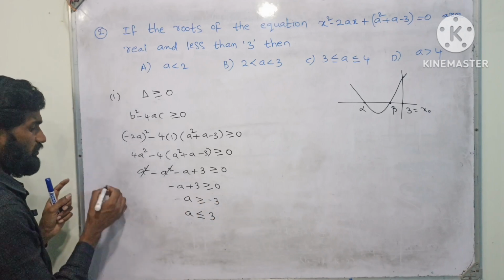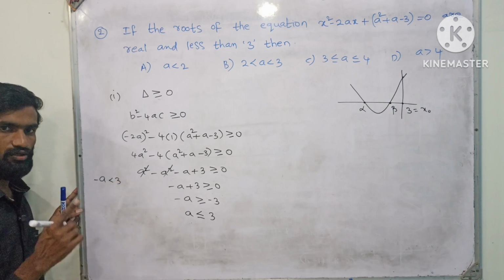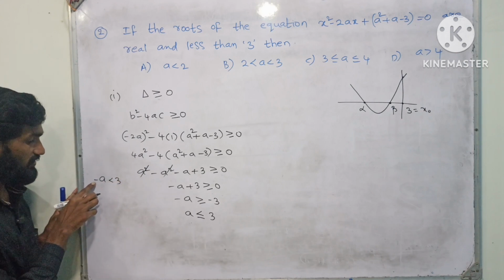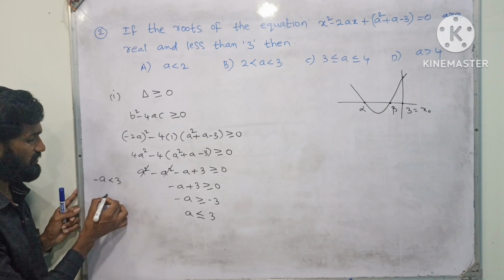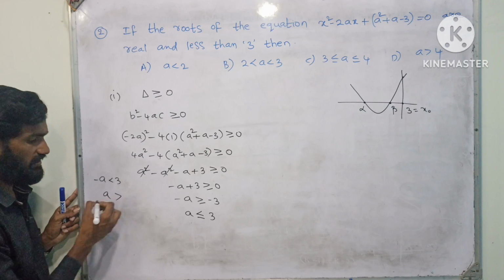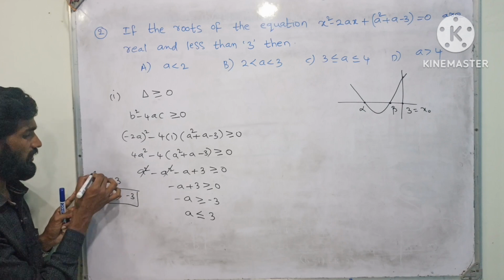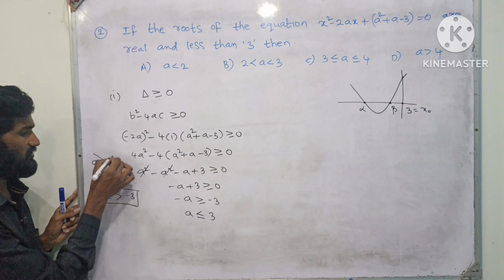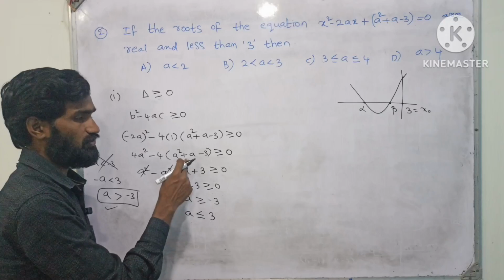Very important. For example, if it is minus a less than 3, what you need to do is, don't send this minus to the other side. That is wrong. You need to multiply with minus. That is a, this will interchange, and minus 3. This is the correct one. Don't write like this, a is less than minus 3. This is wrong, and this is the correct one. Similarly, we solve like that only.